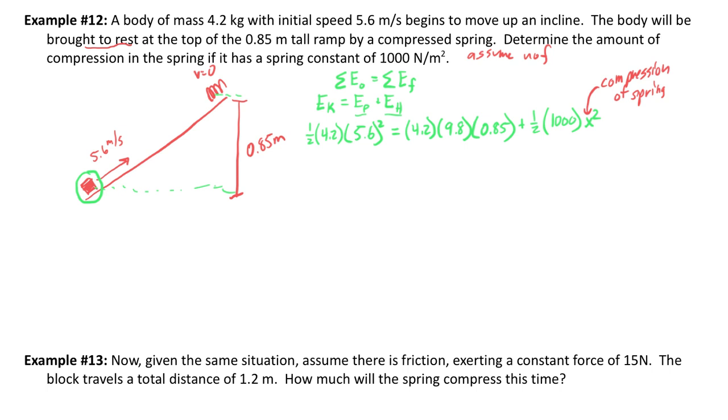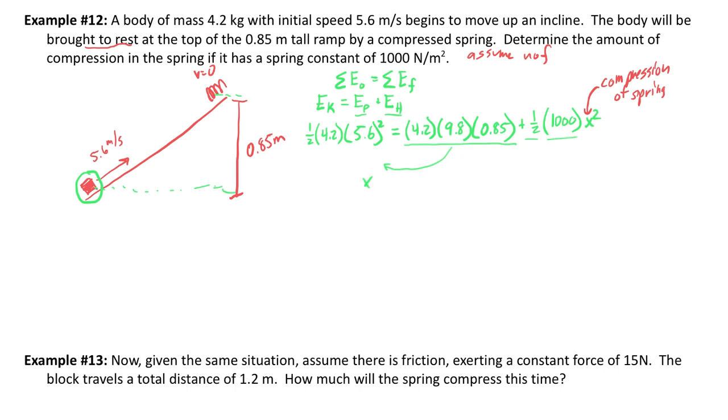All right. With this, we actually have enough information that we can solve for x. We can finish the question just like that. So I plug all that in my calculator, 1/2 times 4.2 times 5.6 squared. Then I'm going to subtract off the 4.2 times 9.8 times 0.85 because I need to move that over. I'll multiply by 2 divided by 1,000. That'll be equal to x squared.